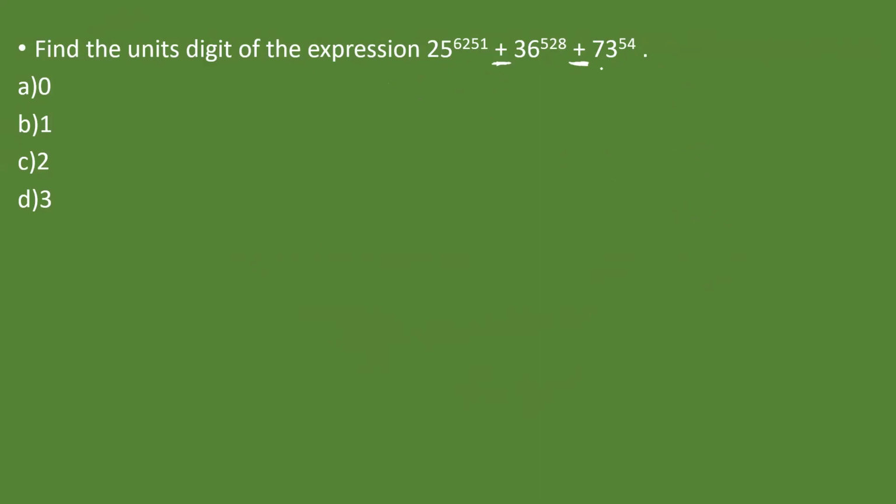But in this case, this is not multiplication. This is addition. So any power of 5, what is the unit digit? 5 only. Any power of 6, what will be the unit digit? 6 only. Now here this is 3 power 54. For 3, we have 4 chances, right? What we will do? We will divide power with 4. What is the remainder we will get here?